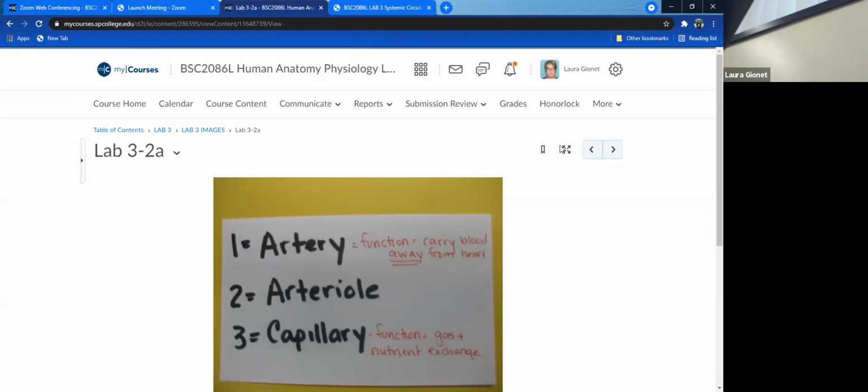All right, so points to an artery, arterial, and capillary. Arterial, even though there isn't a function listed here, it is in your lab worksheet. So yes, I want you to know the function of an arterial: vasoconstriction and dilation, thus it impacts blood pressure.